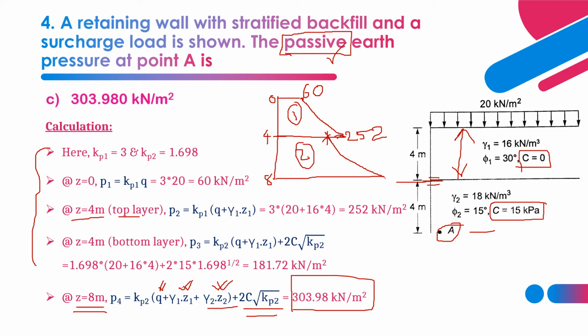In case of active earth pressure, we have to use Ka values. Simply change all the formulas into Ka and find the answer. And in case of active earth pressure, this plus sign has to be closely monitored to change it to minus sign. Here in case of passive earth pressure, plus 2c root Kp. So this is a big and important problem regarding passive earth pressure calculation. Now let's move on to the fifth question.